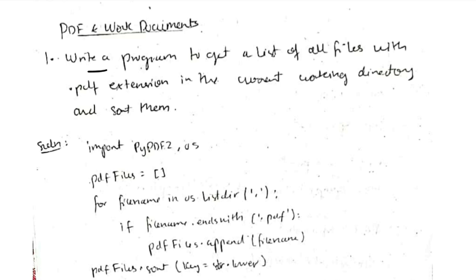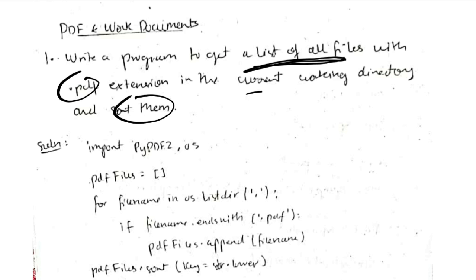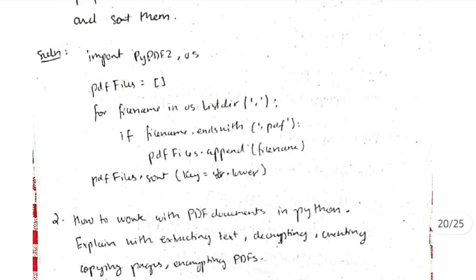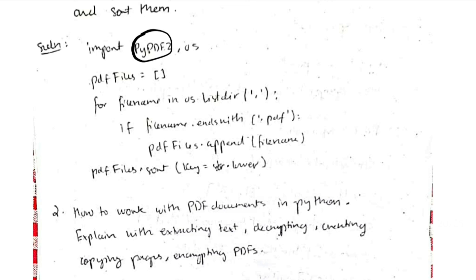Write a program to get a list of all files with the PDF extension in the current working directory and sort them. So what we have to do is get the list of all files whose extension is PDF, then sort them. From where do we have to fetch? We have to fetch from the current working directory. So here we are importing PyPDF2, and we have to save the list of the files, right? So an empty list is initialized here.